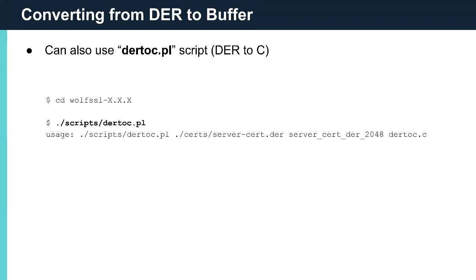So using this usage command, it'll be reading in a server-cert.der, outputting it into an array called server_cert_der_2048, and putting that array into a file called dir2c.c. You could then pull that out of the file and put it into your own application code.